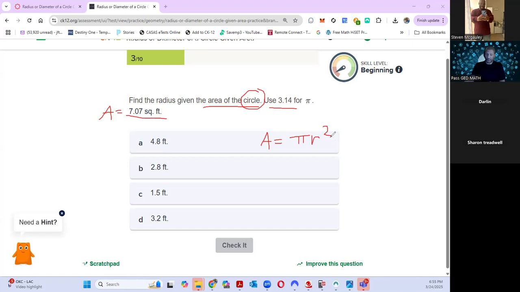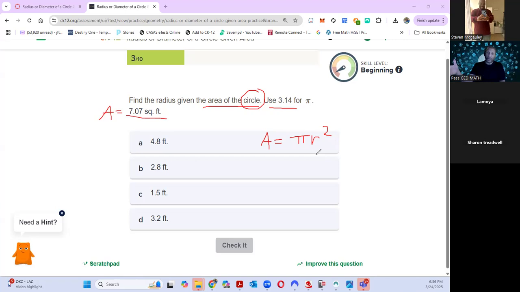No. You've got to get rid of... did I say radius? Well, the r stands for radius, so you can't get rid of the r because that's what we're looking for. It's the pi you've got to get rid of. 3.14. You've got to get rid of the pi.